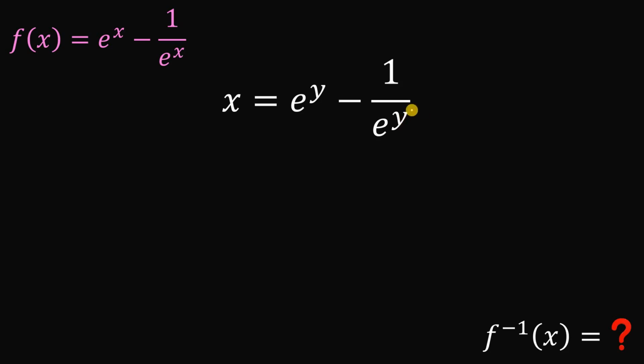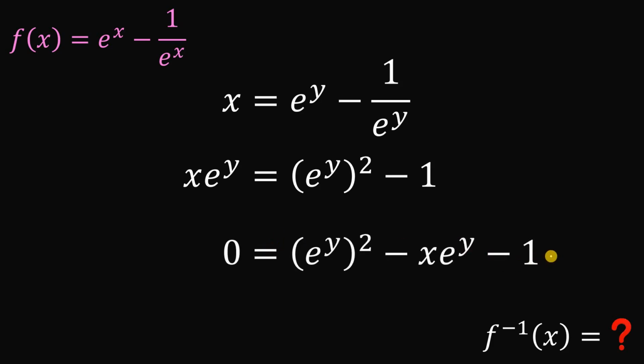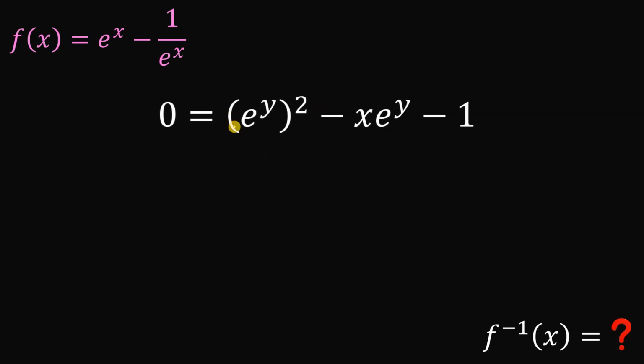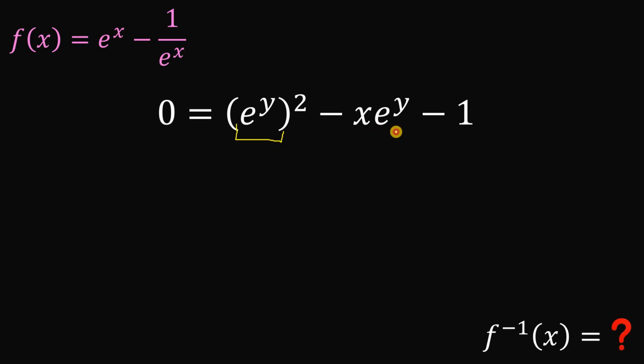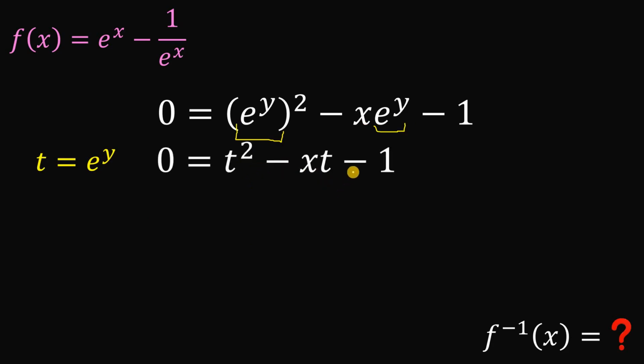Now to do that, take note, we have here denominator e raised to the power of y, and I don't like any denominator. So let's multiply both sides by e raised to the power of y, like this. And now rearrange some terms a little bit. Equate this to 0. Now let's focus on this result. Since we have a common term of e raised to the power of y, let's replace this with another variable and let's call this t. Now our equation becomes t squared minus xt minus 1.